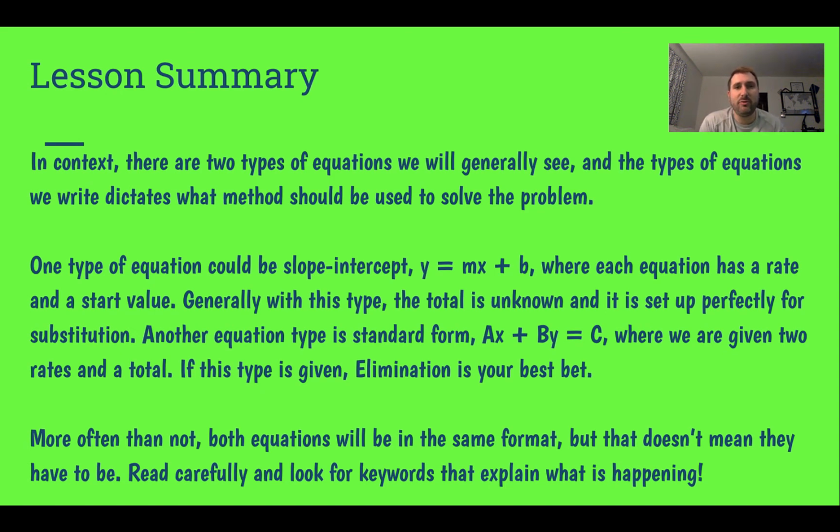The other equation type we're generally going to see in word problems is standard form, which is ax plus by equals c. Here we're going to be given two rates, so maybe two prices of things, and a total. If standard form is given, or both things are in standard form, elimination is probably the way you should go. Now, more often than not, both of your equations will be the same format as we saw in all of our problems, but that doesn't mean they have to be, so please double check and make sure that the equation you write fits the context of the problem.